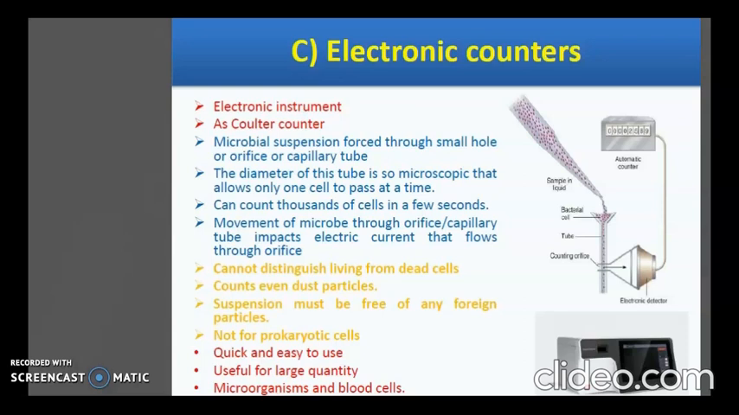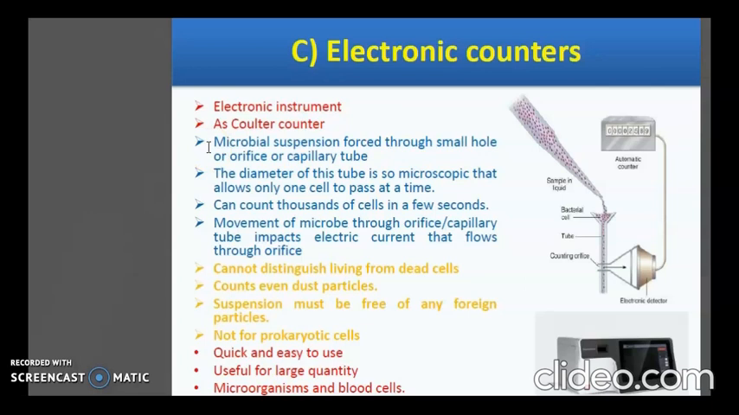It contains two compartments which contain an electrically conductive solution. An orifice of 10 to 30 micrometer in diameter connects the compartments. In this, the microbial suspension is forced through a small hole or orifice or capillary tube, and the diameter of this tube is so microscopic that it allows only one cell to pass at a time.